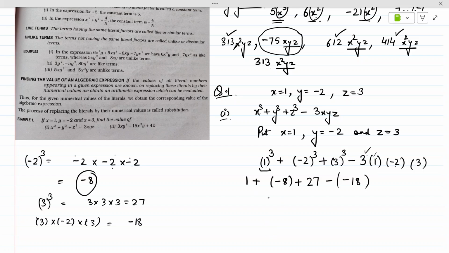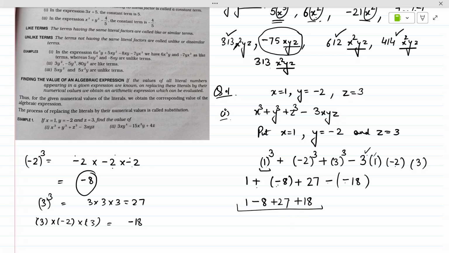Okay, now let's solve it further. So this is 1 plus into minus. Why into? Because we do not have any number here, so this is multiplication, right? We do not have any operator. Plus into minus is minus. 1 minus 8, this is as is, plus 27. Minus into minus will become plus. Okay, so we have this expression.